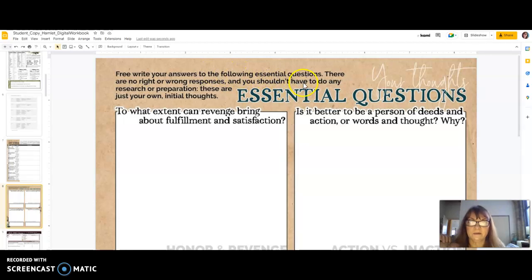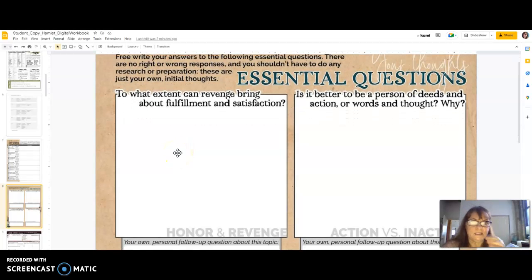Free write your answers in the following essential questions. There are no right or wrong responses, and you shouldn't have to do any research or preparation. These are your own initial thoughts. Please, I cannot stress enough, I do not want you to Google these. That just has no fun for me as a teacher. Let me have some fun things and hear from you in your own words. Don't try to fancy it up or anything. Just speak to me and type as if we were having just a casual conversation. Of course, I want you to speak in complete sentences and use proper grammar, but don't fussy up the words. Don't make anything sound particularly poetic or anything.